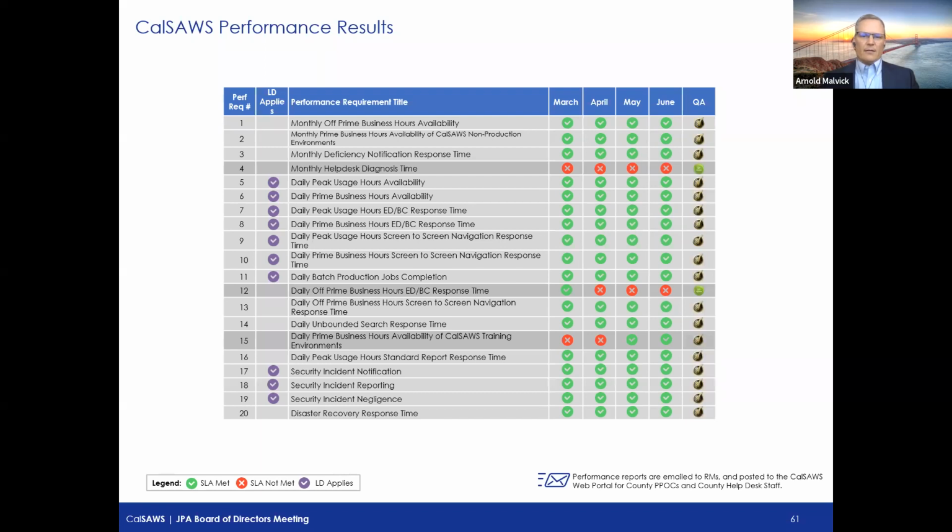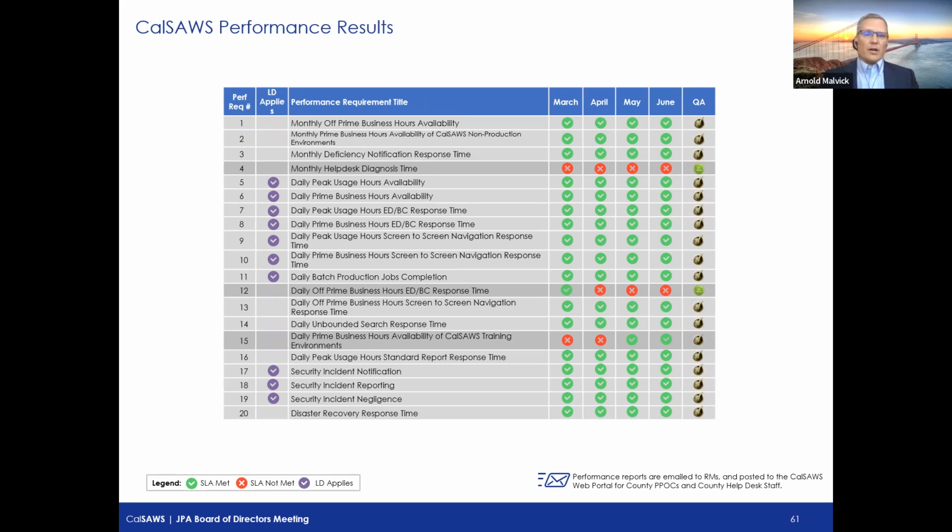Other than that, all of the other system requirements are reported green for the month of June, so we continue to see good performance there. One note for July: because of our ForgeRock outage, we will see impacts across some of those SLAs because of the impact to the business and the availability.